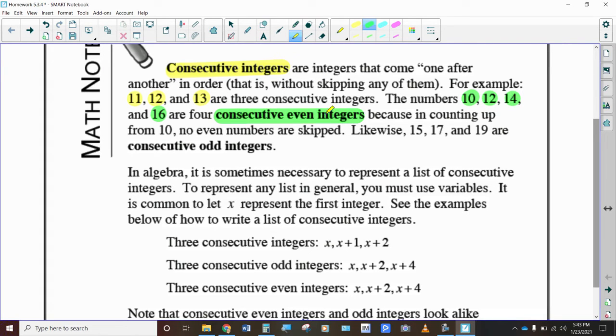So if they're going to be consecutive even integers, we would not include the 11 or the 13 or the 15. So it would be 10 plus 2 is 12, 10 plus 4 is 14, and 10 plus 6 is 16. The same pattern holds true with consecutive odd integers in that they are all spaced 2 apart on the number line as well. So notice that the consecutive integers would be x, x plus 1, and x plus 2.